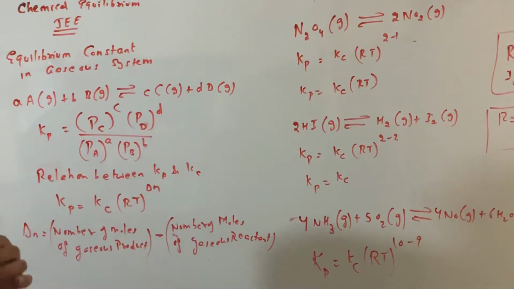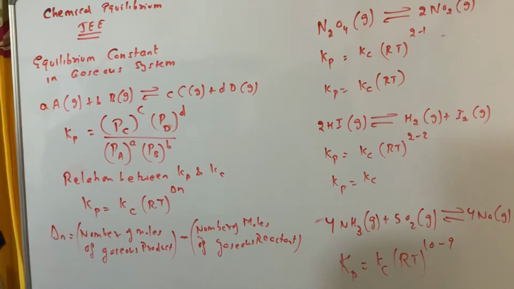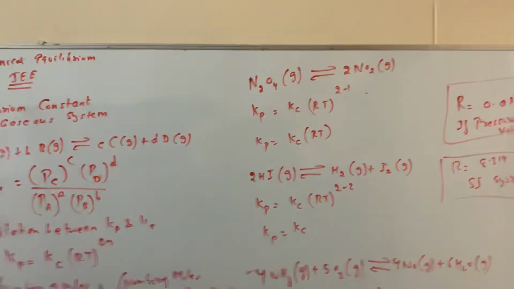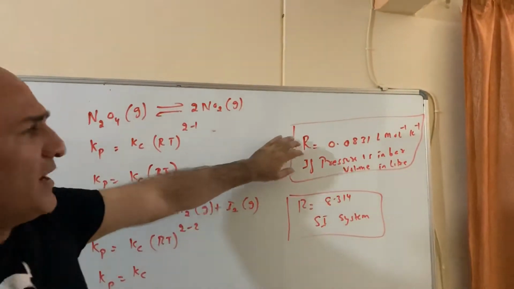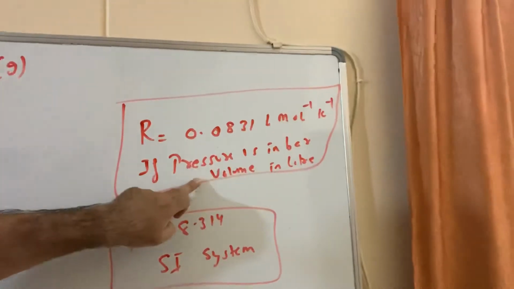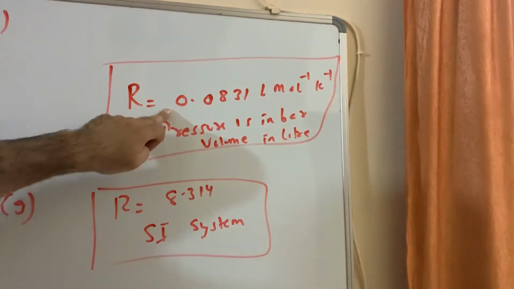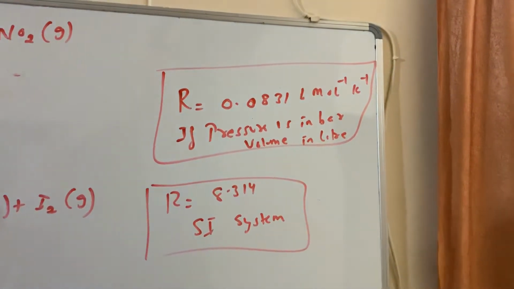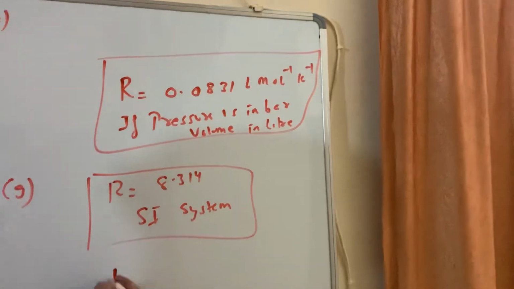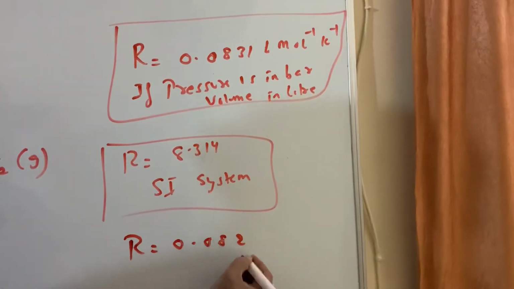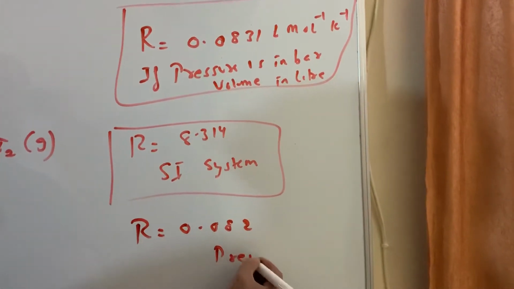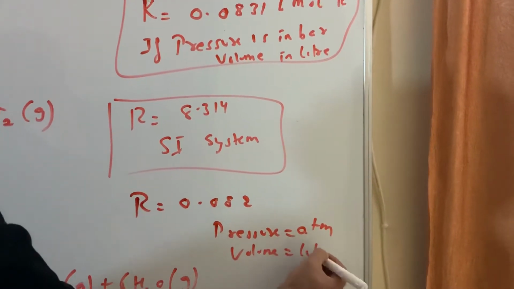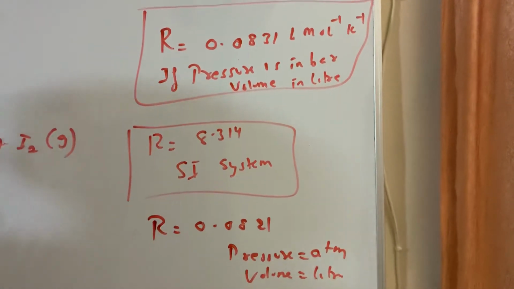As I told you, this R is all about units. If the SI system is given, pressure is in pascals and volume is in meter cube, you will use 8.314. But normally they will give you bar and liter. If pressure is in bar and volume is in liter, you will use this value of R. This is the most confusing thing, you always get confused. You have done it in the solution chapter also. You can also use R equal to 0.0821 if pressure is in atm and volume is in liter.